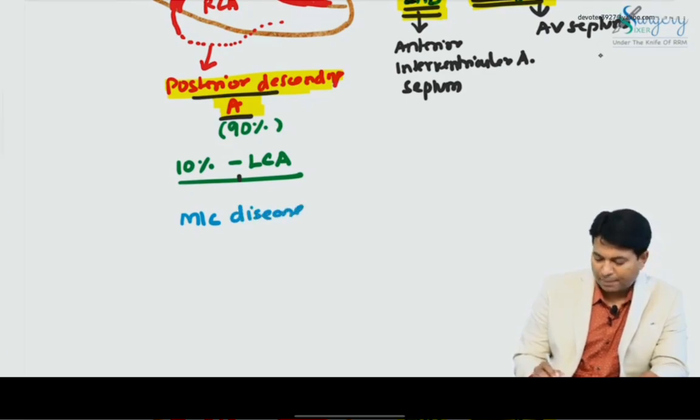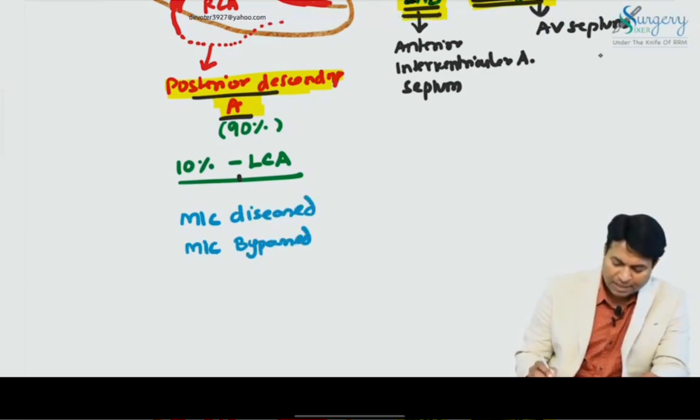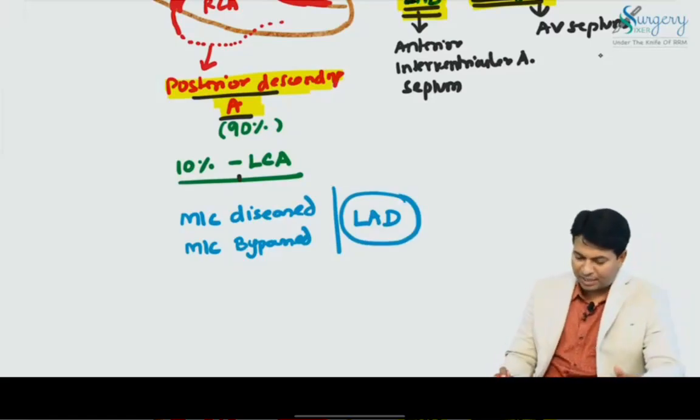Most commonly diseased artery, most commonly bypassed artery is what? It is left anterior descending artery. Please don't forget. Left anterior descending artery is the most commonly diseased artery.